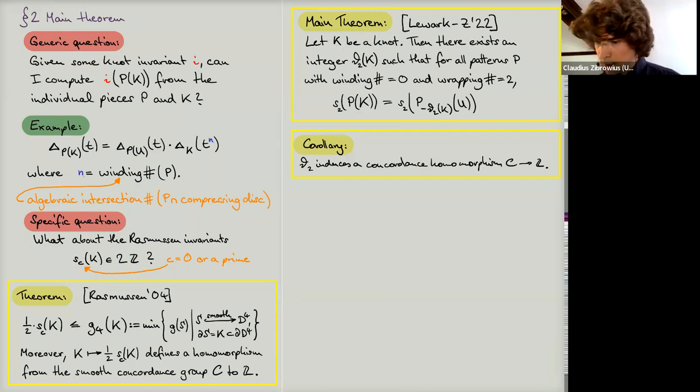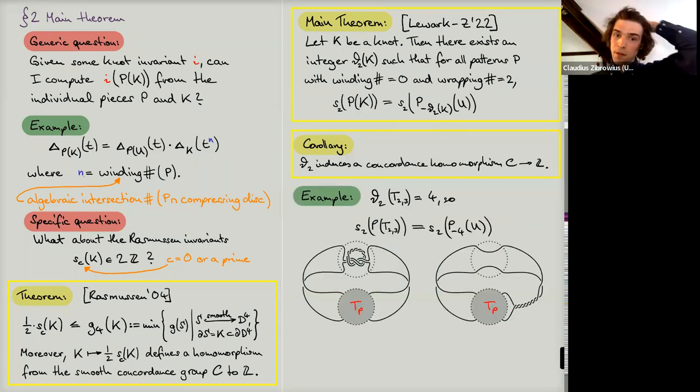Okay, but now some examples. These theta invariants can be computed. For instance, the trefoil knot, the positive 2-3 torus knot, has theta invariant equal to 4. Let's plug this into our theorem, which means that the S invariant of any satellite knot with companion equal to the trefoil knot is equal to the Rasmussen invariant of the pattern that we have here, but with 4 twists, evaluated at the unknot.